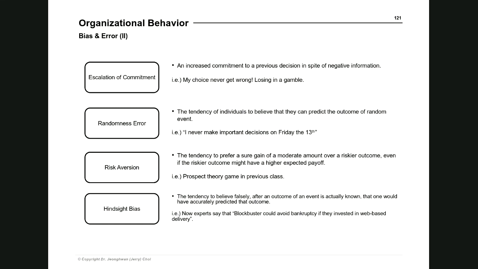And any questions? There are a lot of biases we have. Don't worry, you are not the only one. Everybody has a bias. That's okay. We just need to accept it. We just need to manage it. That's fine. We are human beings. Absolutely, that's fine.